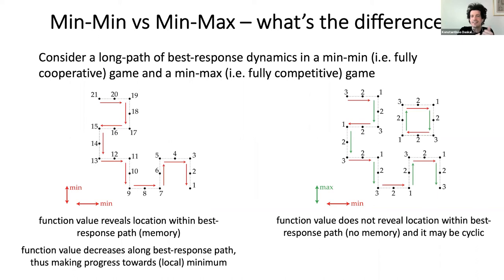On the min-max side, you could be cycling through three values and you get no info. Where is the potential function you're improving? Nowhere, right? You're cycling through three values, no memory, okay? And the fact that you gain no information by quitting this best response path at some point about where in the path you're at is what reveals the nature of the beast. The fact that it's not as easy as a min-min problem, okay?